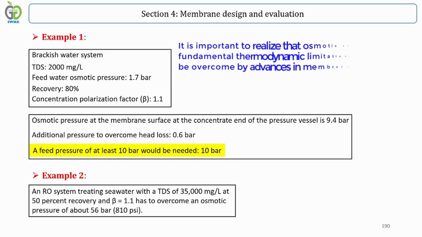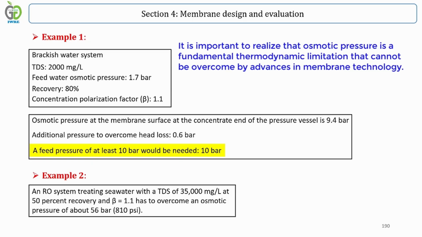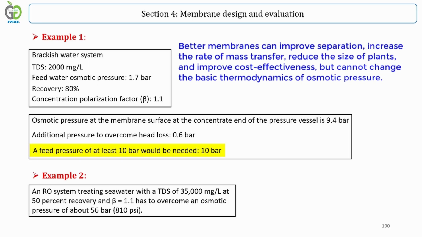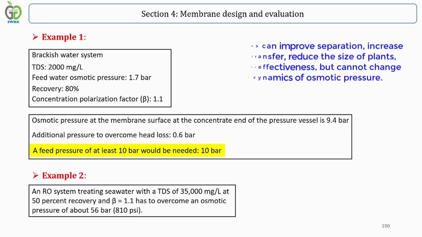It is important to realize that osmotic pressure is a fundamental thermodynamic limitation that cannot be overcome by advances in membrane technology. Better membranes can only improve separation, increase the rate of mass transfer, reduce the size of plants, and improve cost effectiveness, but cannot change the basic thermodynamics of osmotic pressure.